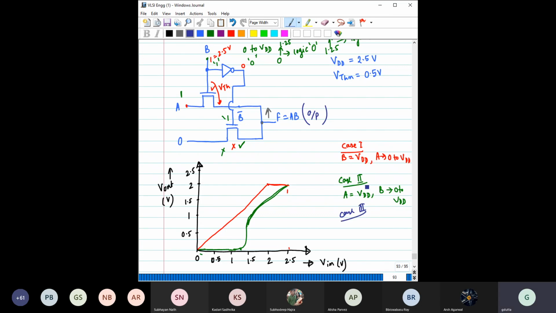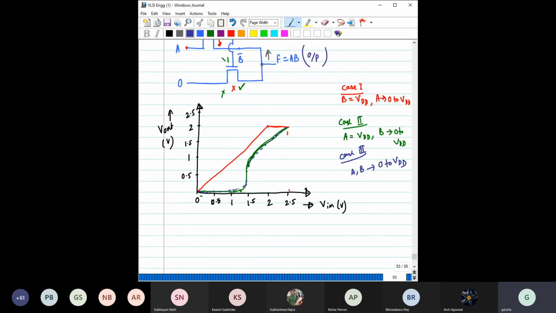so okay, the body effect I will then take in a separate class. See, if A and B both are changing from 0 to VDD, that would be case 3, and if you do case 3 as well, then also it will be almost similar to this. So here also you can see the VTC is dependent on the input combinations, right? There is no doubt in that. Other than that, if you notice, this is the VTC.